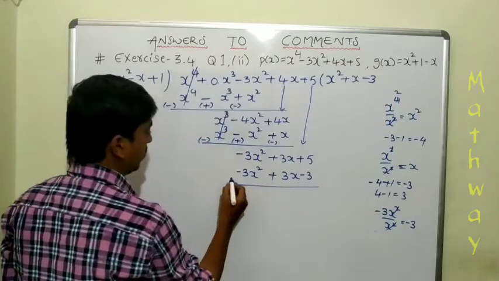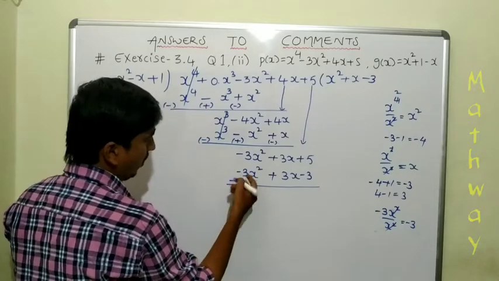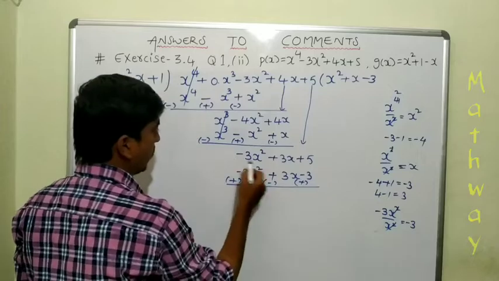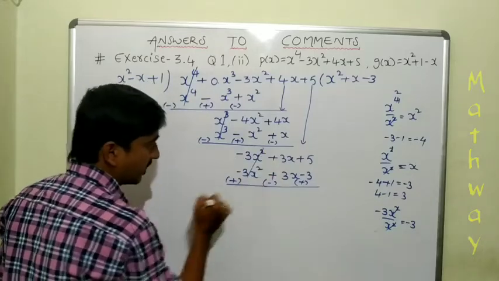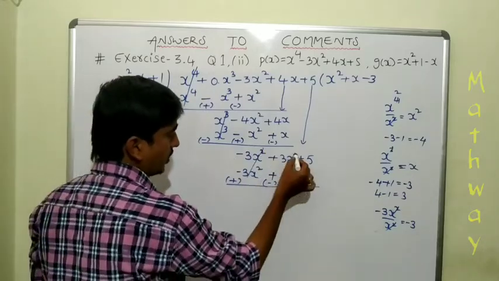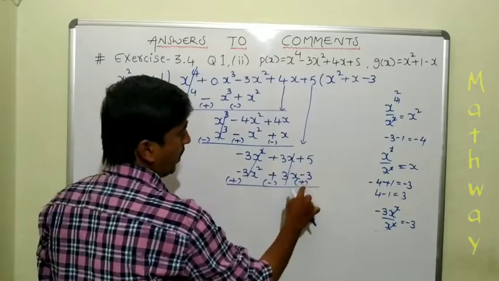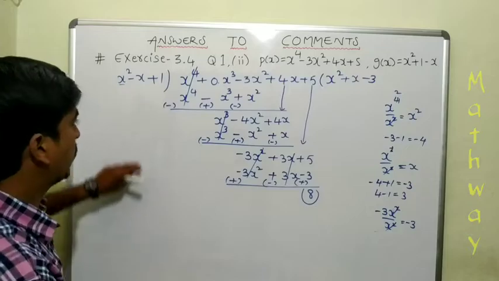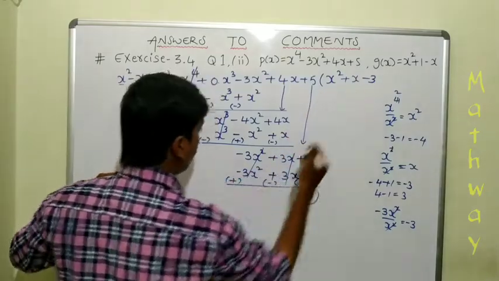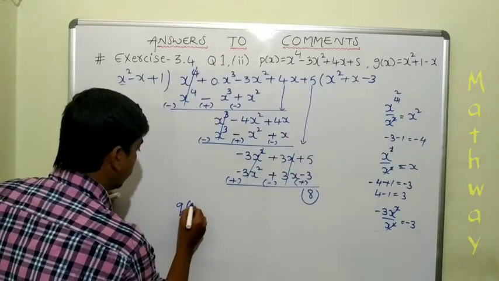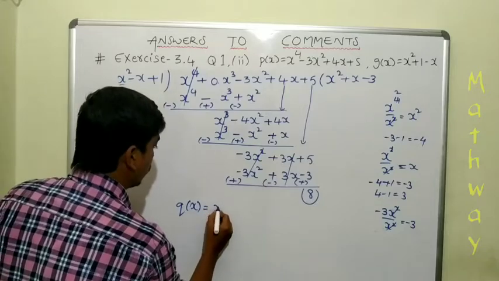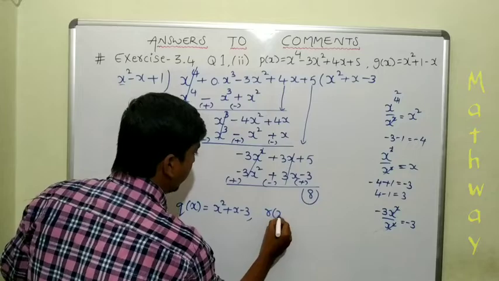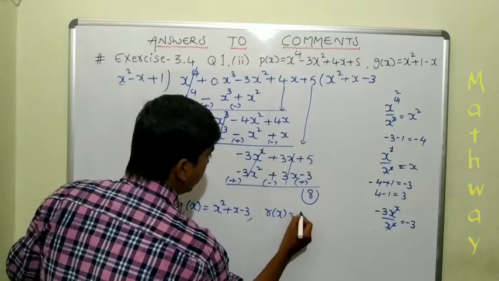So now let's subtract this. So the sign will be changed. It is plus, minus, plus. So minus 3x square plus 3x square will get cancelled. 3x minus 3x also gets cancelled. 5 plus 3 is 8. So here the quotient we got, g of x, equals x square plus x minus 3, and the remainder r of x we got, that is 8.